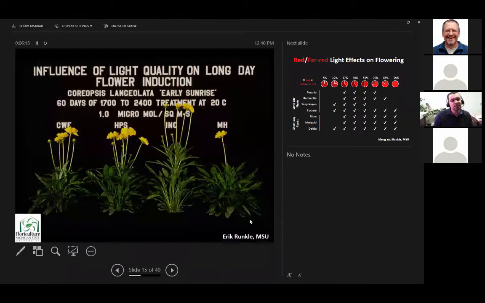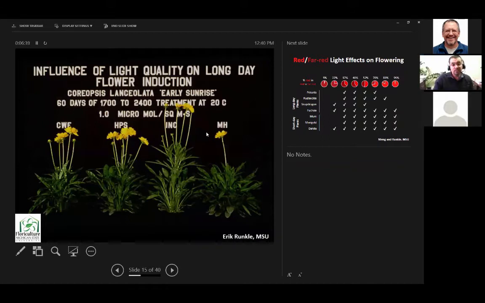So here's a nice photograph shared by one of my colleagues here at Michigan State University, looking at the influence of light quality on long day plants. In this example, again, Coreopsis, which is a long day plant. And here we have a cool white fluorescent lamp, a high pressure sodium lamp, an incandescent lamp, and a metal halide lamp. These lights provided 1 micromole per meter squared per second of light.